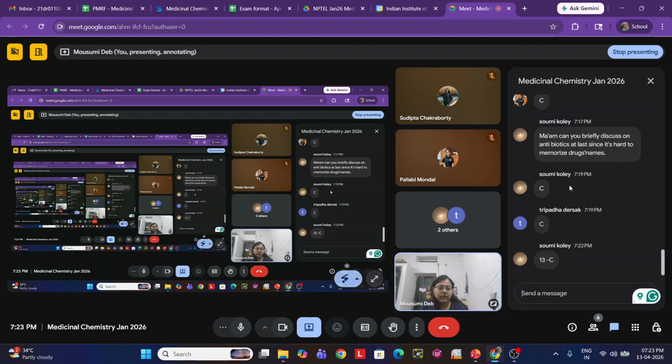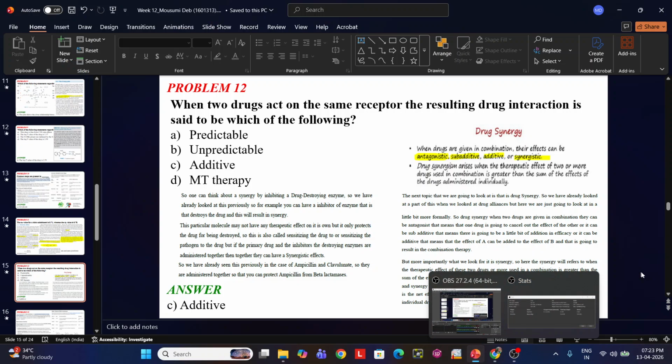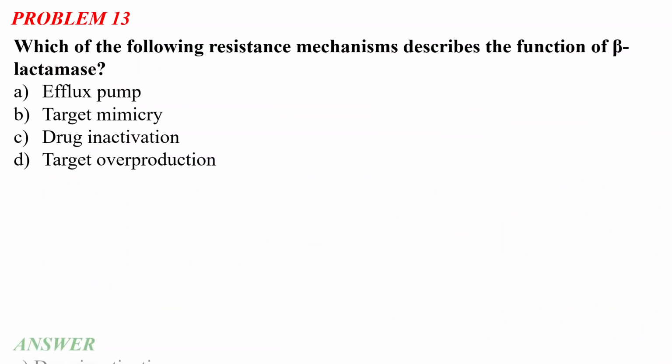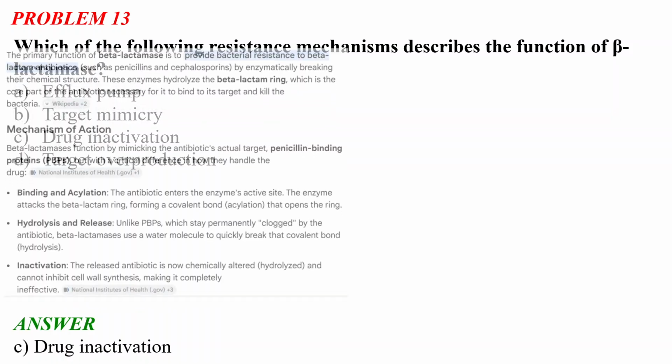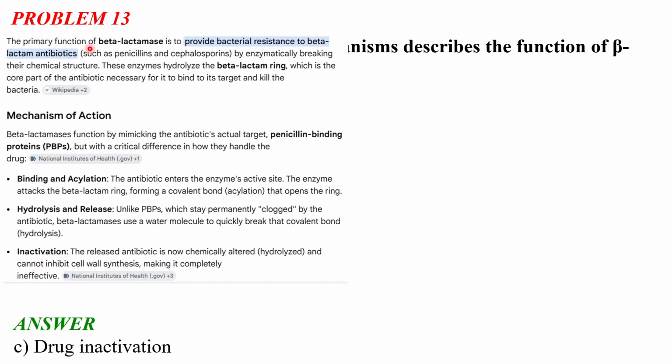Okay, option C is what I have received for problem number 13, I guess. So let me check if option C is the correct answer or not. The correct answer is yes, C, drug inactivation. The primary function of beta-lactamase is to provide bacterial resistance to beta-lactam antibiotics such as penicillin and cephalosporin by enzymatically breaking their chemical structure. These enzymes hydrolyze the beta-lactam ring, which is the core part of the antibiotic necessary to bind to the targets to kill the bacteria.